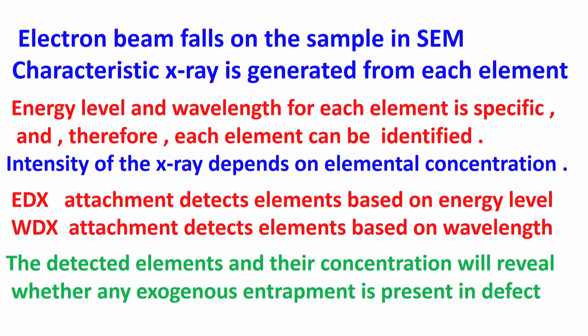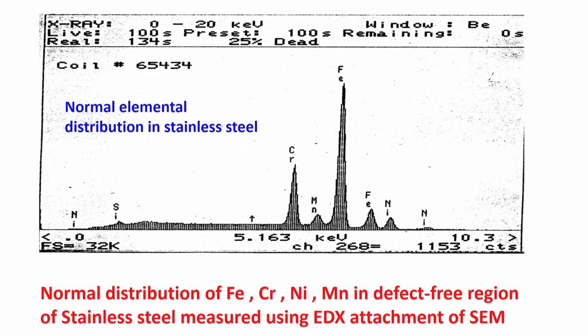Then I have told you how you actually do the measurements, how you know what constituents are present in the entrapment. That I have told you with the help of the WDX or EDX attachment in SEM. The X-rays generated are characteristic; every element has a different energy level and different wavelength, and if you can detect them and know the intensity of each individual X-ray, then we know how much of each element is present and what those elements are. If it is a normal steel, we know what elements should be present, like in normal stainless steel we know iron and chromium, and how much they should be present.